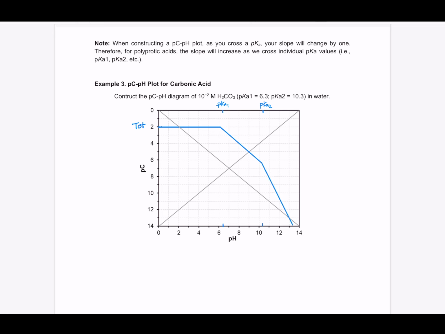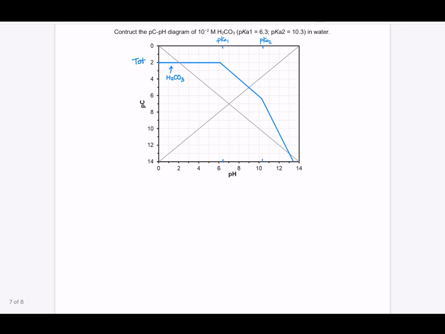So roughly 10, 12. Yeah, something like this. So this would be our bicarbonate. This would be H, or this would be carbonic acid itself. Now the next line is the one related to the second one. So let's just first write this reaction. Maybe that helps.